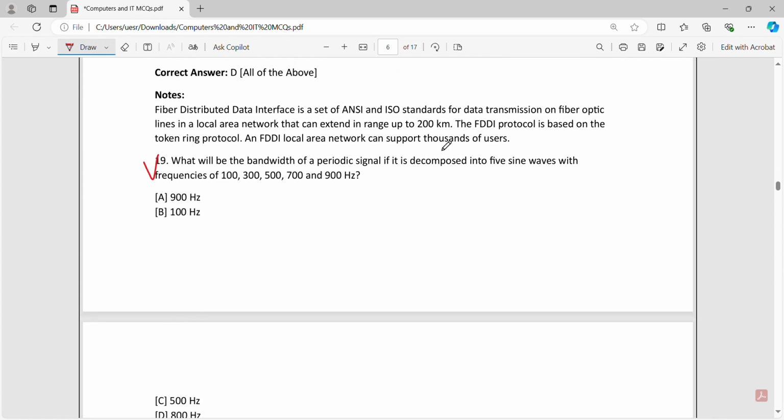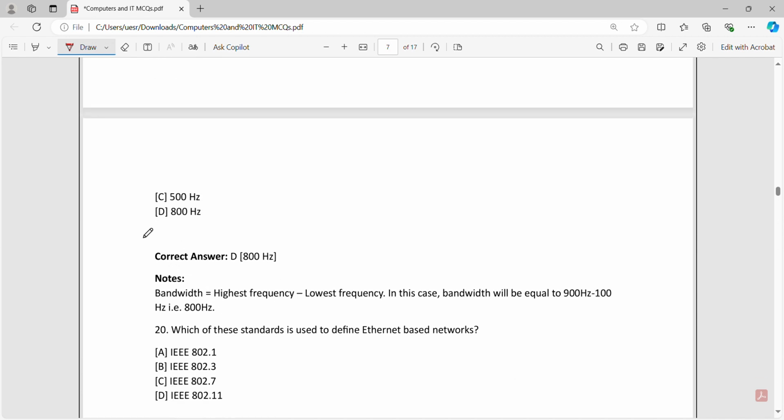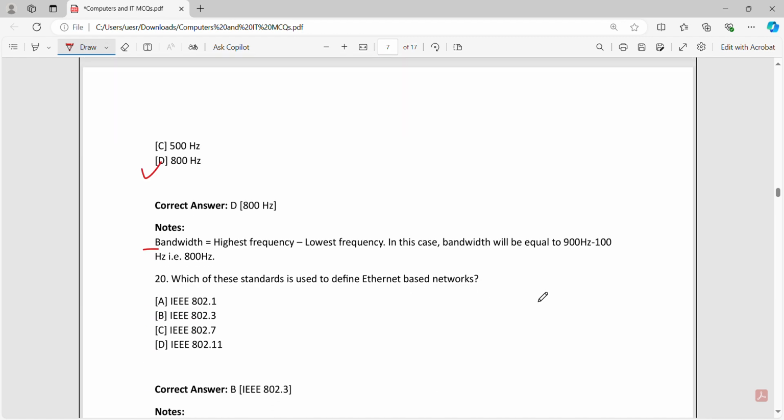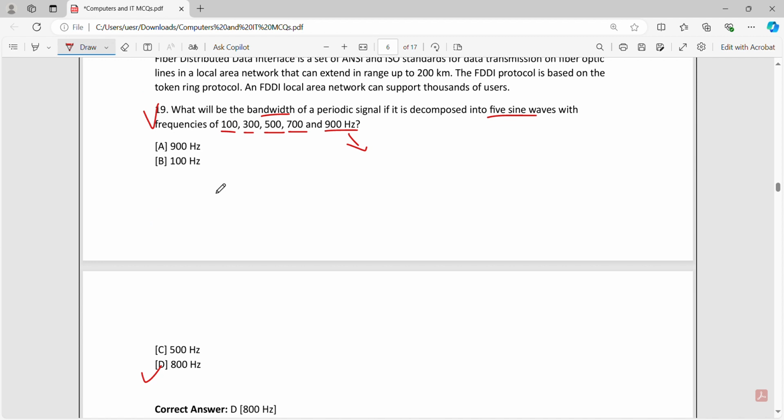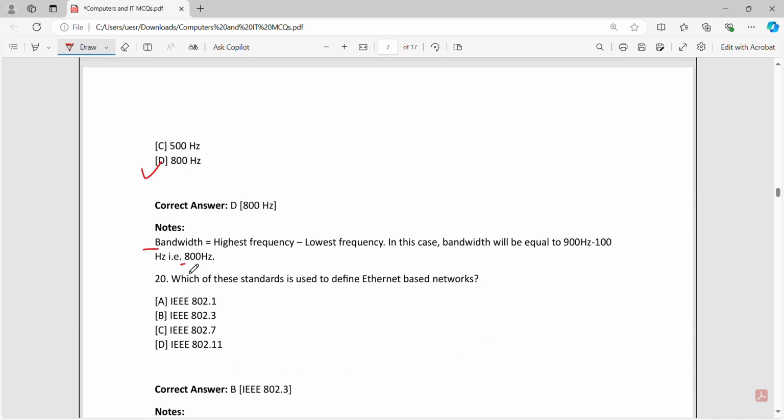Question number 19. What will be the bandwidth of a periodic signal if it is decomposed into 5 sine waves with frequency of 100, 300, 500, 700 and 900 Hz? So answer will be 800 Hz. So if you see, bandwidth equals highest frequency minus lowest frequency. In this case, highest frequency is 900 and lowest frequency is 100 hertz, so it's 800 hertz. So this is the formula.